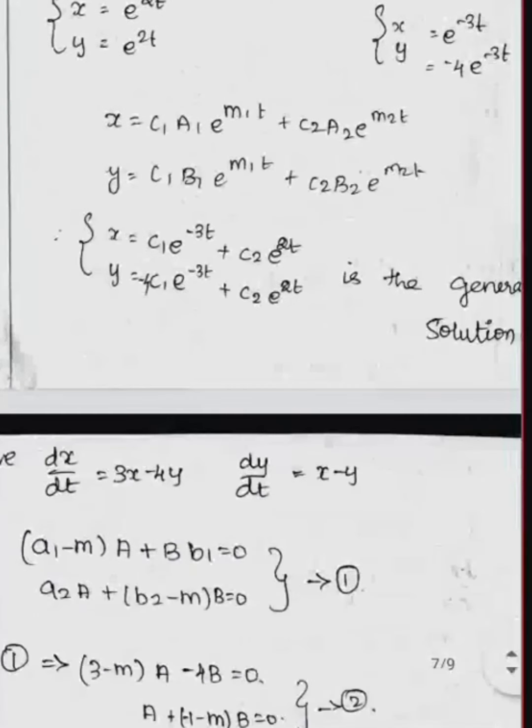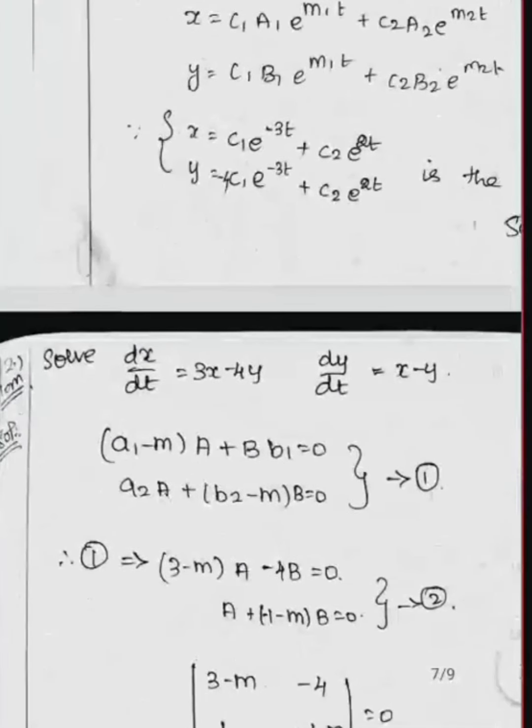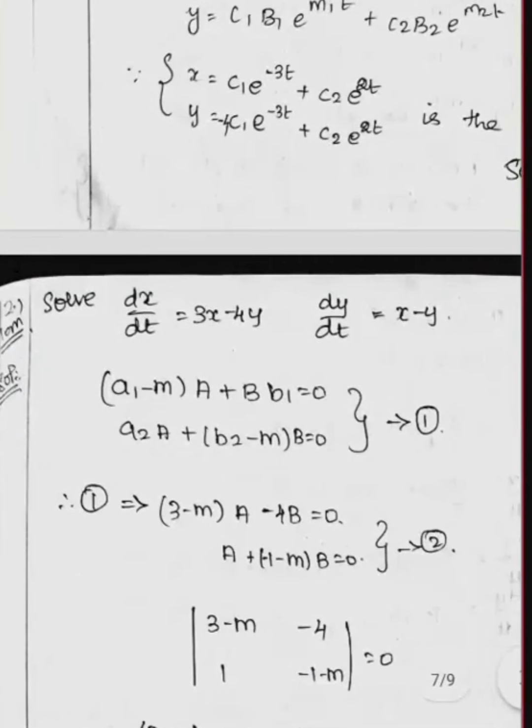They are given: solve dx by dt equal to 3x minus 4y and dy by dt equal to x minus y. By the same method, you can solve this problem. First of all, you have to find the roots, whether the roots are real and distinct or real and equal, which type the roots are. According to that, you can find the general solution here.